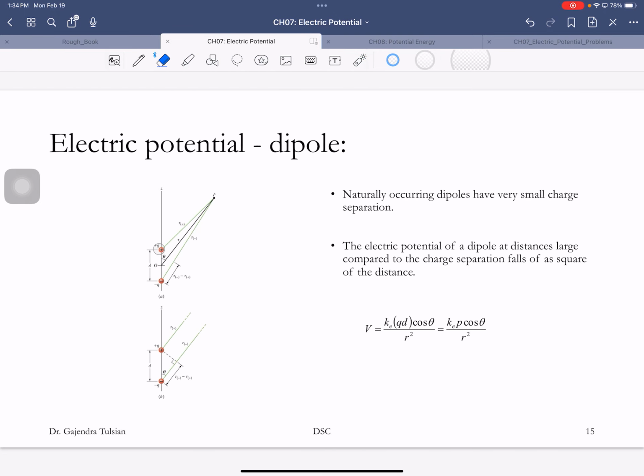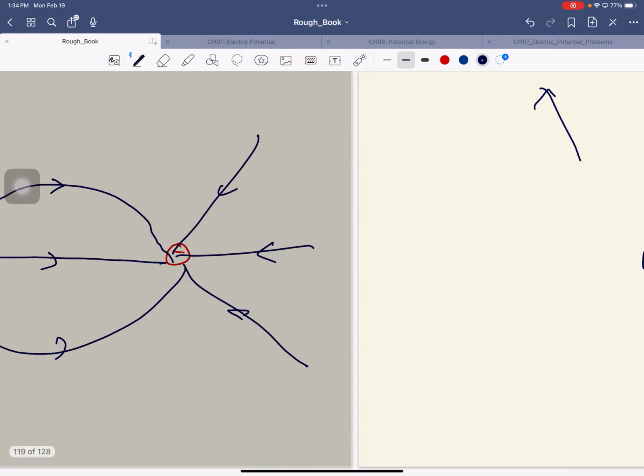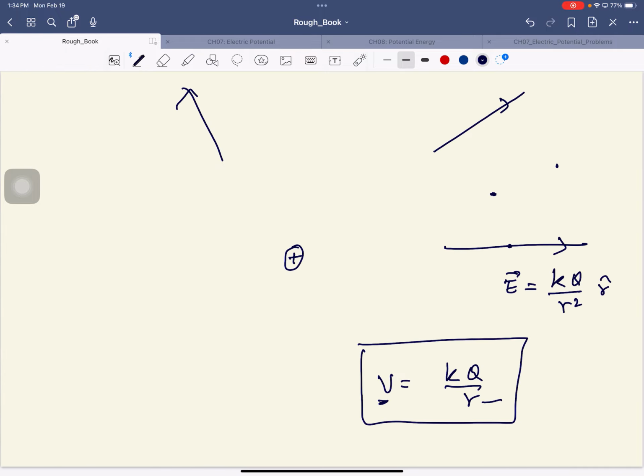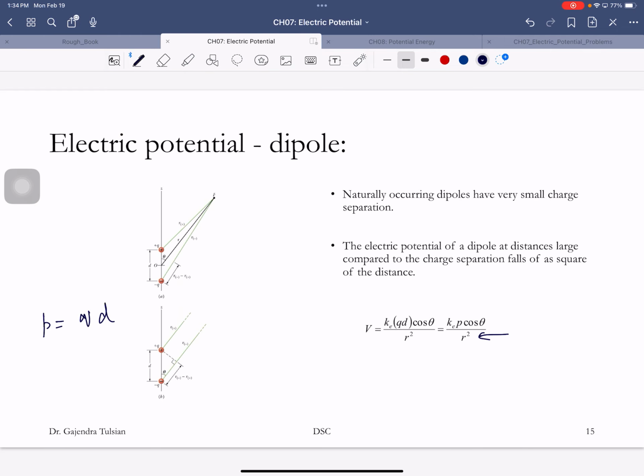So here's a dipole. The potential at this point is given by K, the Coulomb's constant, times the dipole moment P. The dipole moment is Q times D, where Q is this charge and D is the distance between them. So that's the dipole moment. And you see the potential falls off as 1 over r squared. From a point charge, the potential falls off as 1 over r. From a dipole, it falls off as 1/r².